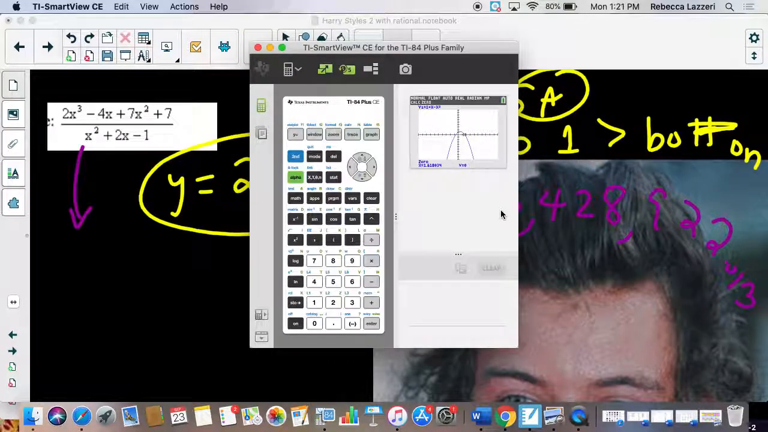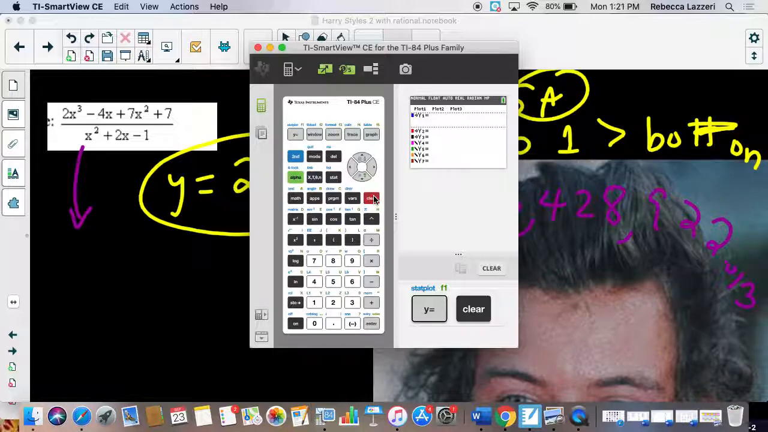All right. I'm going to type in my y equals 2. Oh, I need parentheses, girls. By the way, when you're doing these, use parentheses. 2x cubed minus 4x plus 7x squared plus 7, divided by x squared plus 2x minus 1.